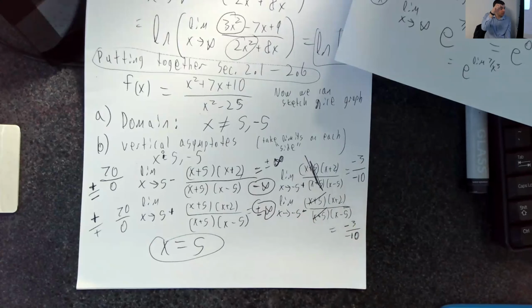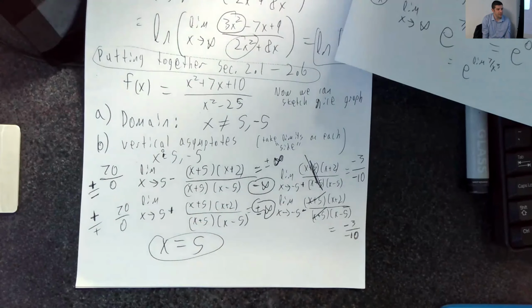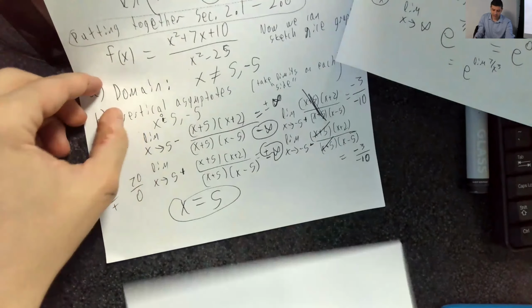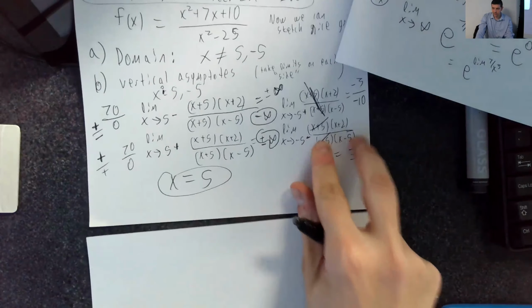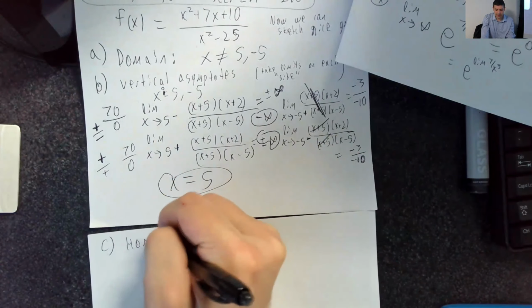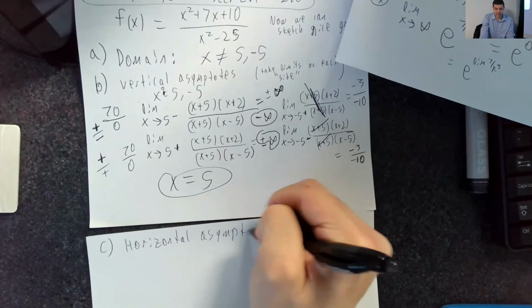It'll look like a hole. In order to draw this, it'll have to be a hole, because it's undefined at -5. It's not in the domain, but we do have a limit. Vertical asymptote is like that. And then part C is going to be horizontal asymptotes. And that's what we learned today.